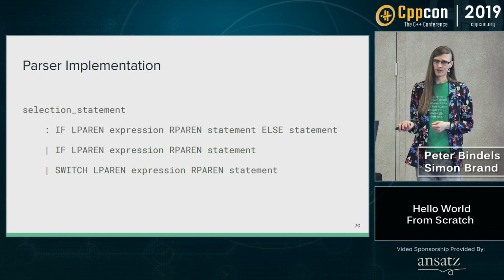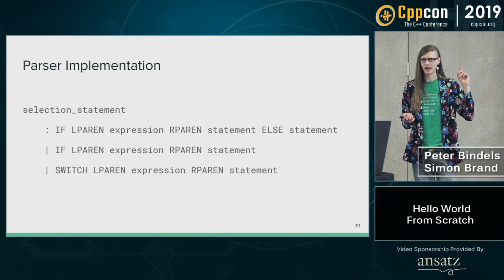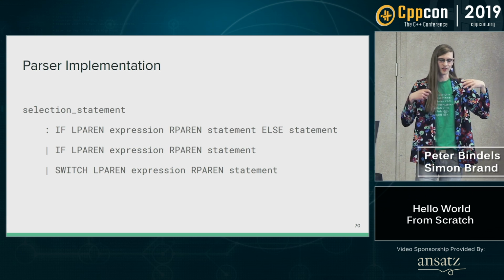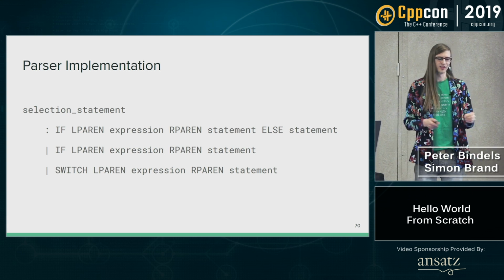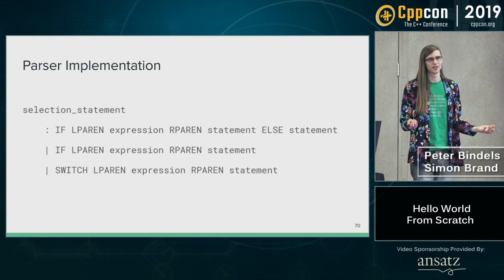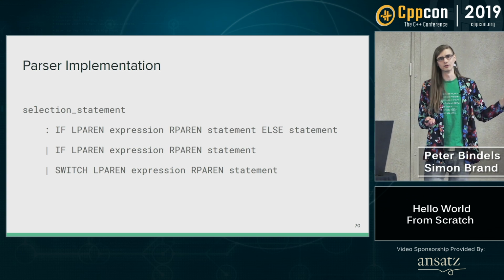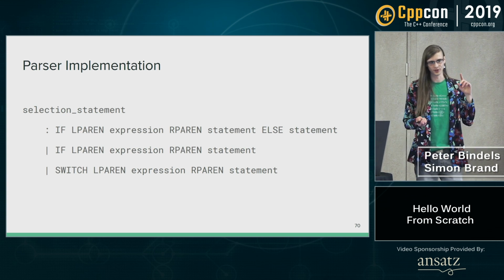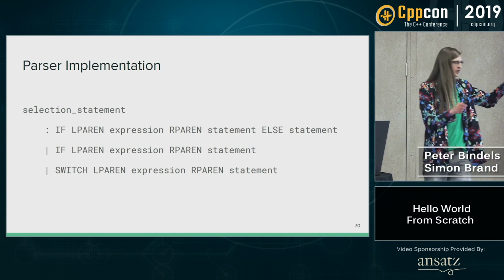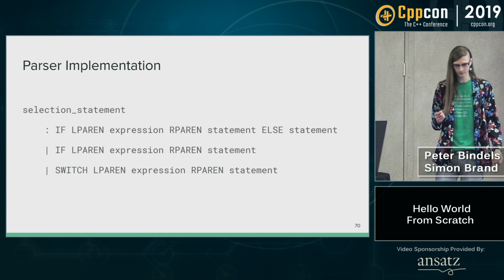So if we want to implement one of these, again, we could use some kind of generator. This is ANTLR. So this is a selection statement. It can either be an if with an else, or an if without an else, or it can be a switch. And this is actually taken from a real ANTLR grammar for C. So you could actually do this and generate a C parser using tooling like this.